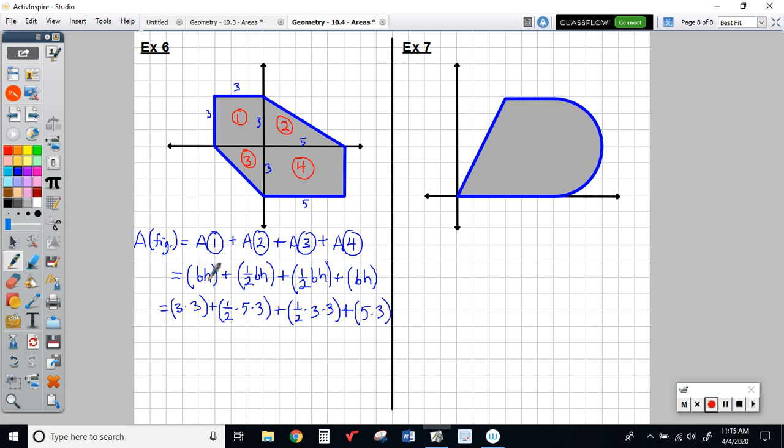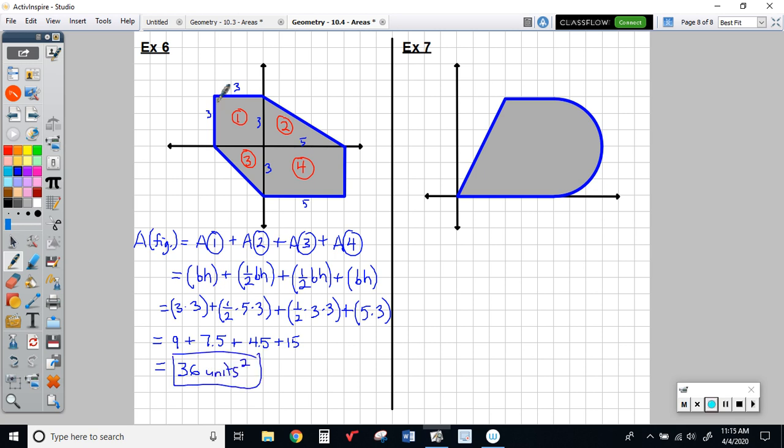5 times 3. Put all this together, for shape 1 we'd have 9 for 3 times 3, and then you'd have 1/2 times 15, which would be 7.5 for shape 2. 1/2 times 3 times 3 would be 1/2 of 9, which is 4.5, and then 5 times 3, 15. Put together everything there, 7.5 plus 4.5 would be 12, so you'd have 9 plus 12 is 21, plus 15 is 36. So on this one we'd have 36 units squared for the whole thing.